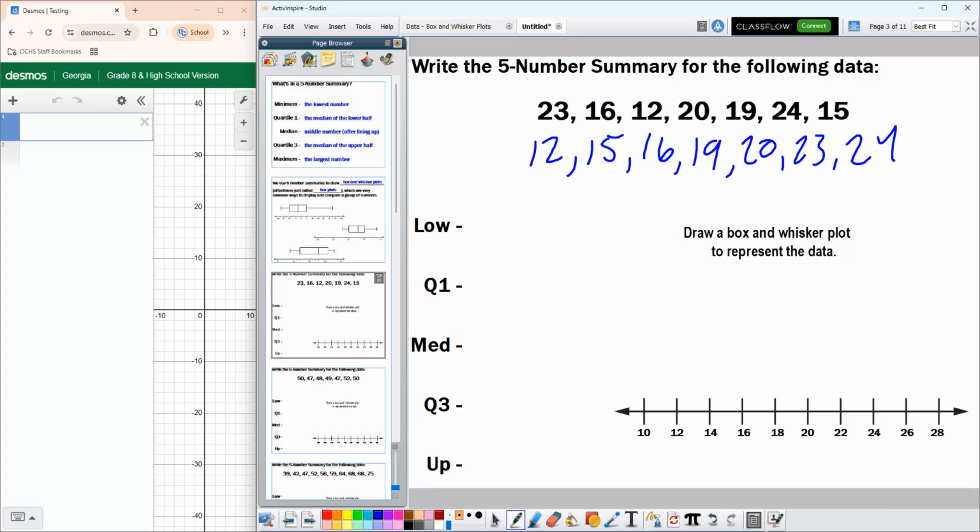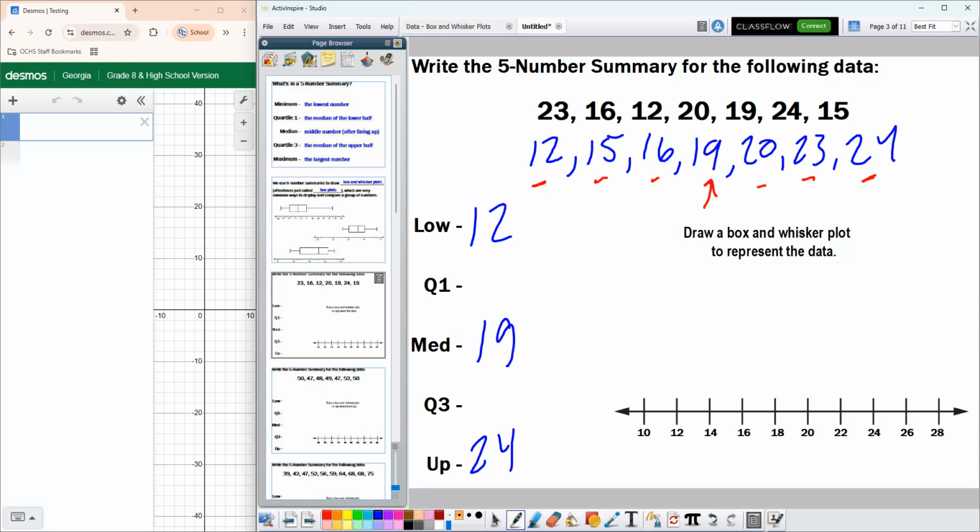So what's the lowest number up there? 12. What's the highest number up there? 24. I got to figure out the middle number. So I'm going to put my finger right here, and then I'm going to kind of work my way to the middle. Not those, not those, not those. It's that one right there. So my median is 19.